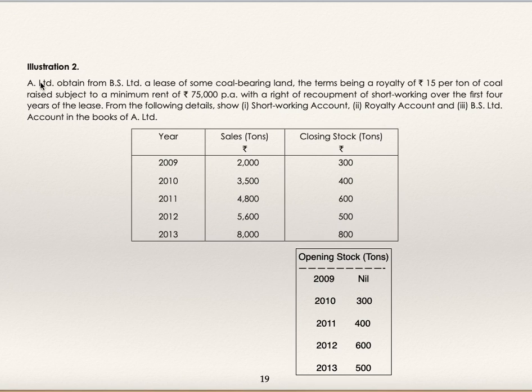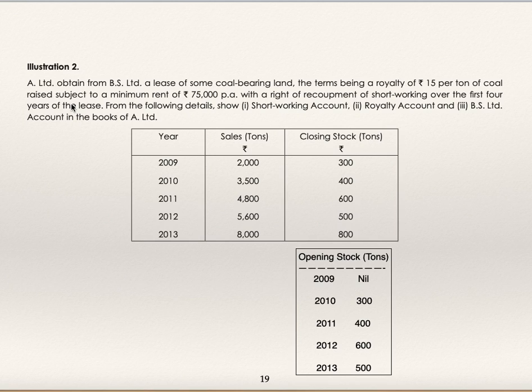Now we'll see second illustration. A Limited obtained from BS Limited a lease of some coal bearing land, the terms being royalty of 15 per ton of coal raised subject to minimum rent of 75,000 per annum with a right of recoupment of short working over the first 4 years of lease. So short working can be recovered over first 4 years.